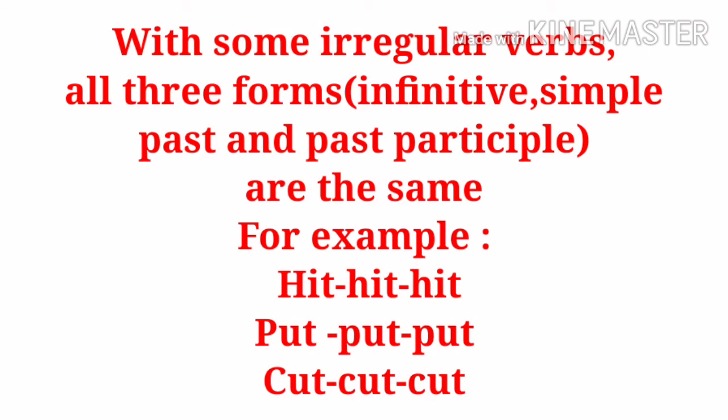With some irregular verbs, all three forms, the infinitive form, simple past form and past participle form of the verb, are the same. For example, hit, hit, hit, put, put, put, cut, cut, cut. In the given examples, there are three forms of the verbs: infinitive form, simple past form, and past participle form. But here, all these three forms are the same. There is not any kind of change in these three forms. These verbs are called irregular verbs.